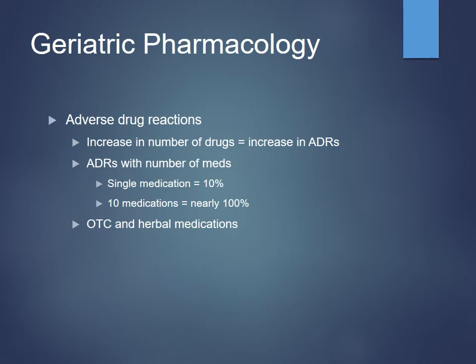Okay, so again, we know that adverse drug reactions are going to increase with the number of meds that they're on. So a single medication, maybe say 10% risk for some sort of adverse drug reaction. By the time you get 10 medications, you're 100% likely to at least have some sort of adverse drug reaction. And keep in mind, your OTC and herbal medications are affecting this as well.